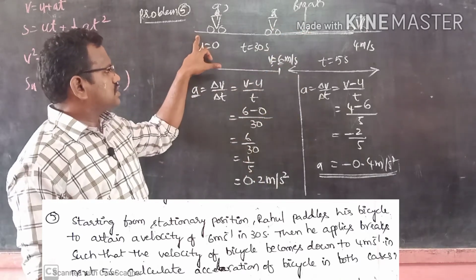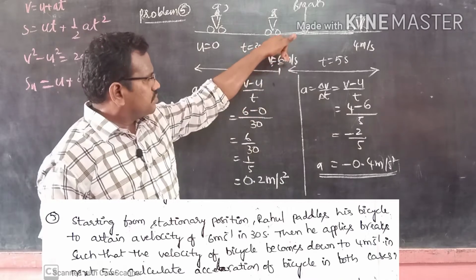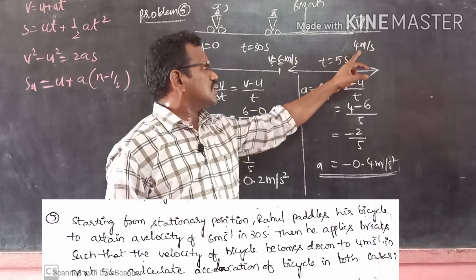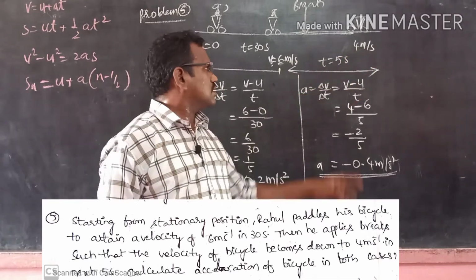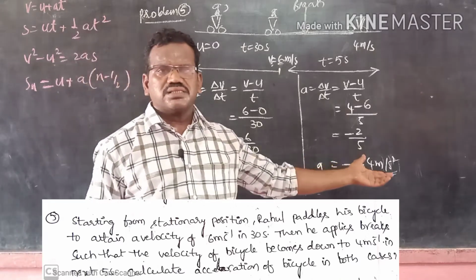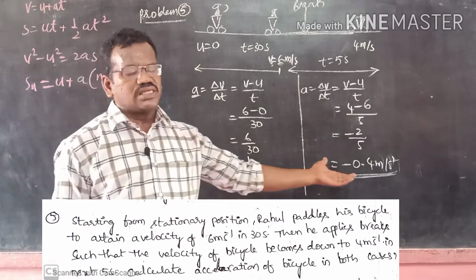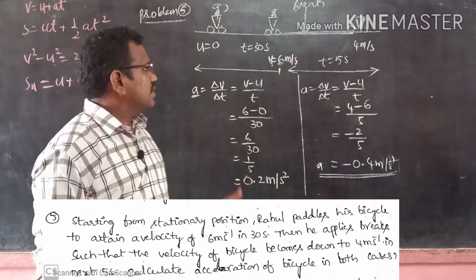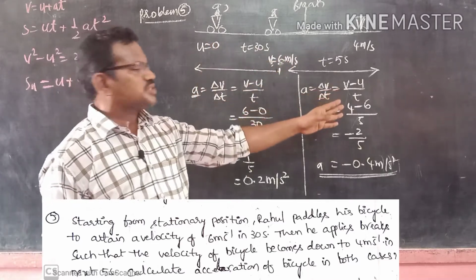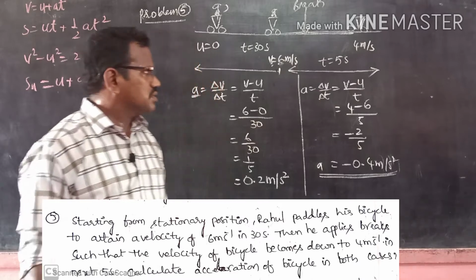Starting from rest, after 30 seconds it reaches 6 meters per second. At 6 meters per second, when the vehicle is there, he applied the brakes, then 6 meters per second becomes 4 meters per second in 5 seconds. Then we should find out the acceleration in both the cases. In the first case, acceleration is positive. In the second case, acceleration is negative. Why? Because here the speed becomes 0 to 6. Here the speed is reduced from 6 to 4 meters per second.